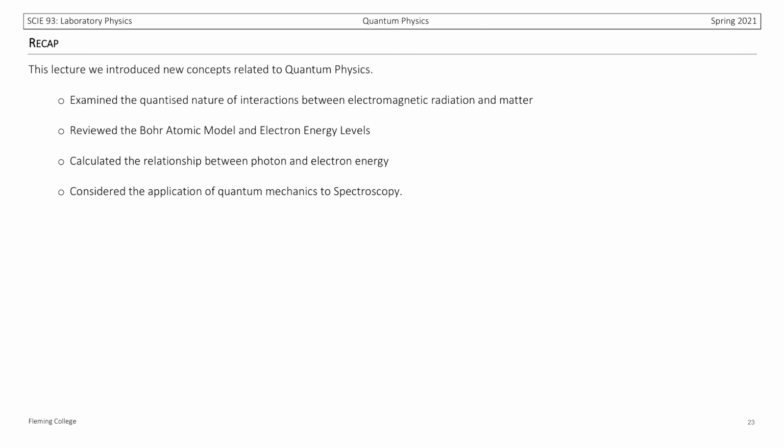This lecture, we began our look at quantum physics. So we examined the quantized nature of the interactions between electromagnetic radiation and matter, so light sources and atoms of substances. To do this, we reviewed the Bohr version of the atomic model and the energy levels associated with electron orbits that are possible for each atom. We looked at calculating the relationship between photon wavelength and the electron energy levels, and we considered the application of these concepts in quantum mechanics to spectroscopy.